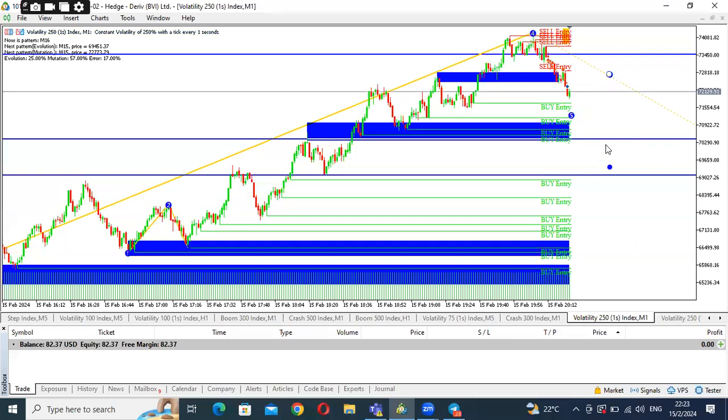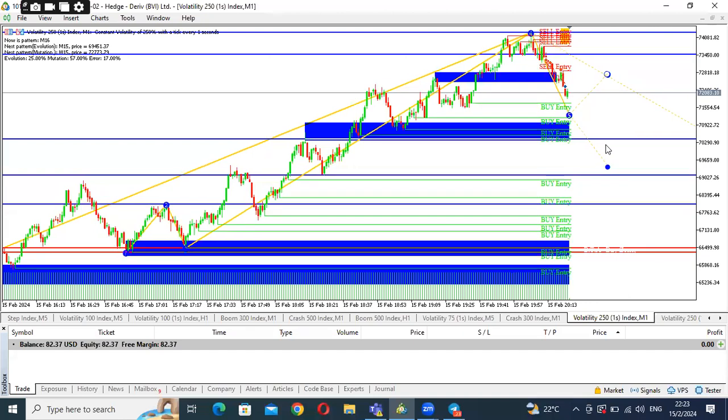How many positions would you have put on V250? On an equity of like $100, how many positions would you put on V250? When you are entering the first trade, you should put 0.01. That is your first. If you're not sure, please use 0.005. Always use the minimum lot for the first entry.